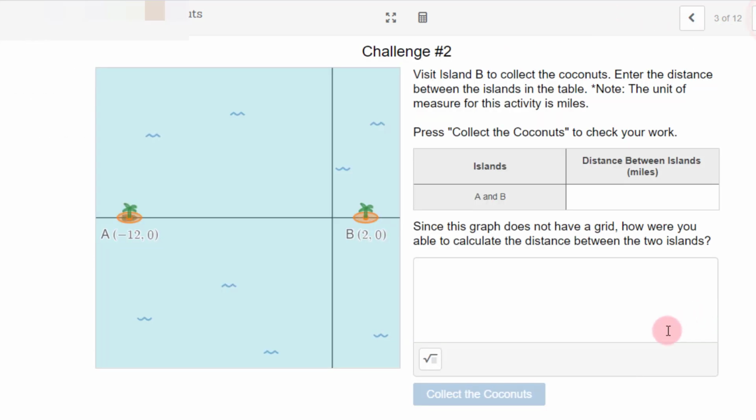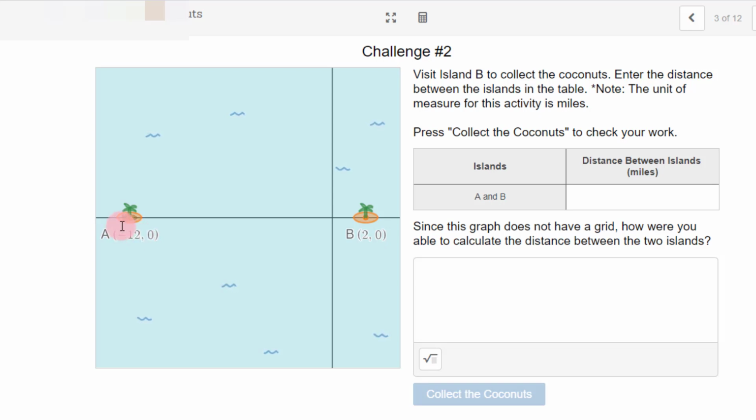So let's go to the next one. This time, notice what's missing. There are no grids. So the student will have to make a decision on how they're going to calculate this. Some students will have to go to their coordinate plane, the concrete representation that I gave them, that's the piece of paper, and then go and count.